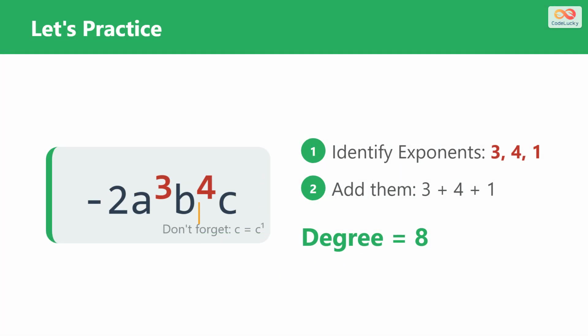Let's look at a more detailed example. Consider -2 a cubed, b to the 4th power, c. Identify the exponents: 3 for a, 4 for b, and remember the invisible 1 for c. Adding 3 plus 4 plus 1 gives us a total degree of 8.